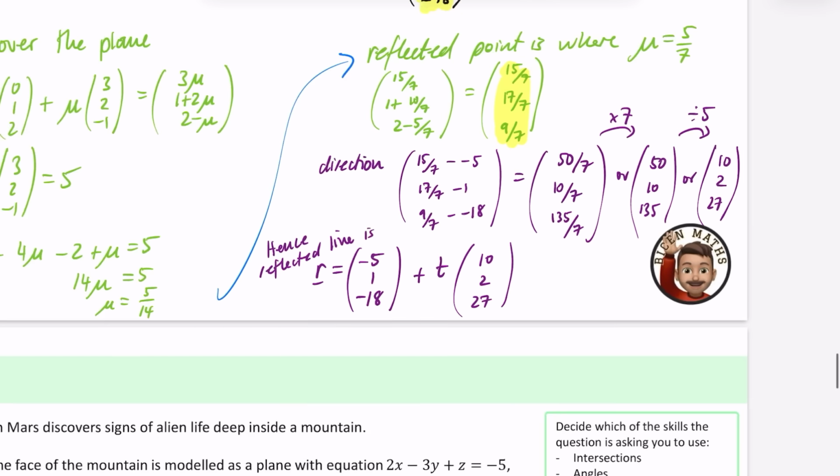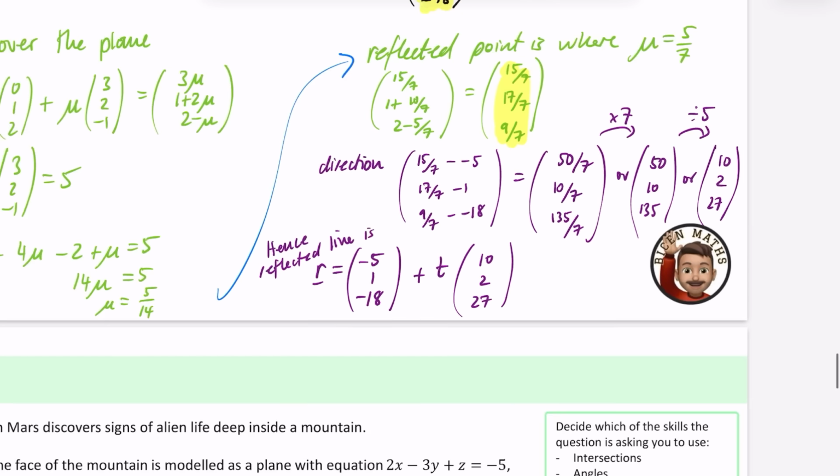Crazy, crazy stuff. Lots and lots of different processes. It's very easy to forget all of the different stages that are happening in this very intense question that we have. Now, one thing I'll say is instead of this minus 5, 1, minus 18, you could have put this other yellow coordinate here. And again, instead of this direction vector, we could have used 50, 100, 135. We could have even used the one with the sevenths in it as well.